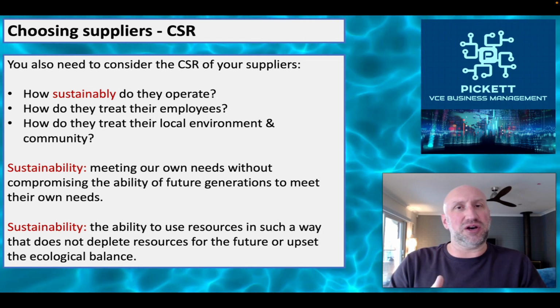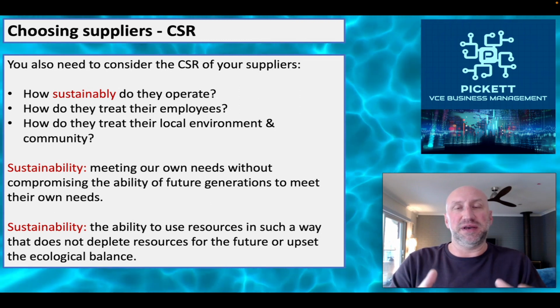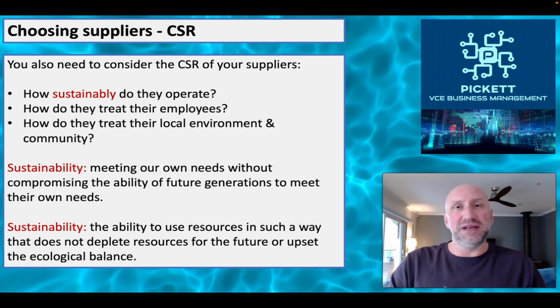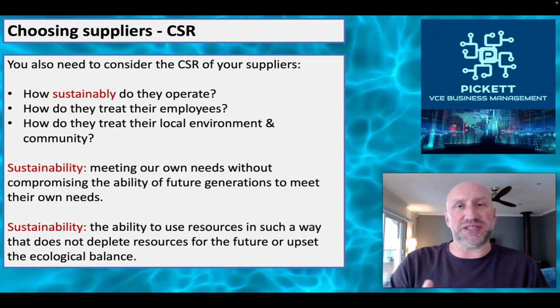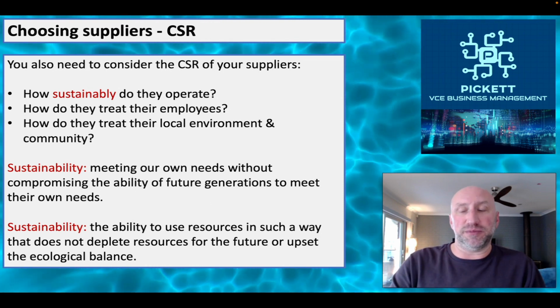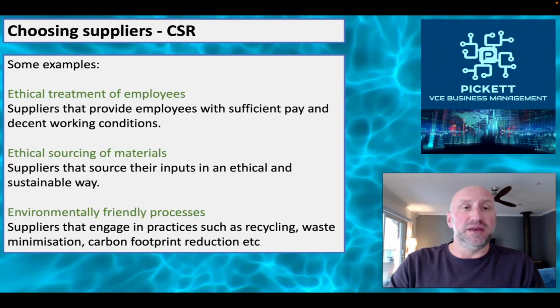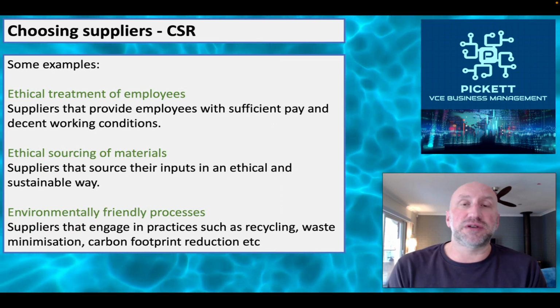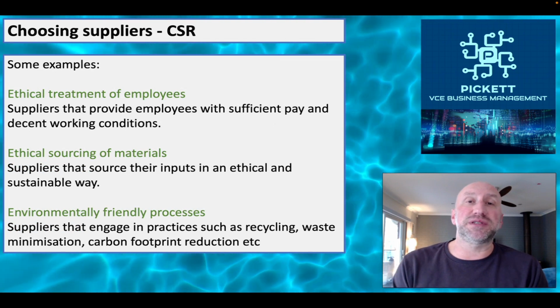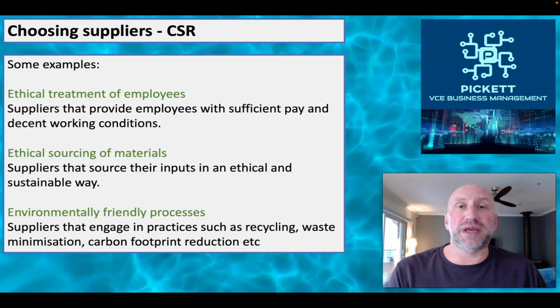So like you can kind of get tarred with the same brush because your business might be associated with that. So it's important that your suppliers operate with a similar level of social responsibility that you yourself want to be associated with. Just a couple of examples, okay? So ethical treatment of employees. So suppliers that provide employees with sufficient pay and decent working conditions.